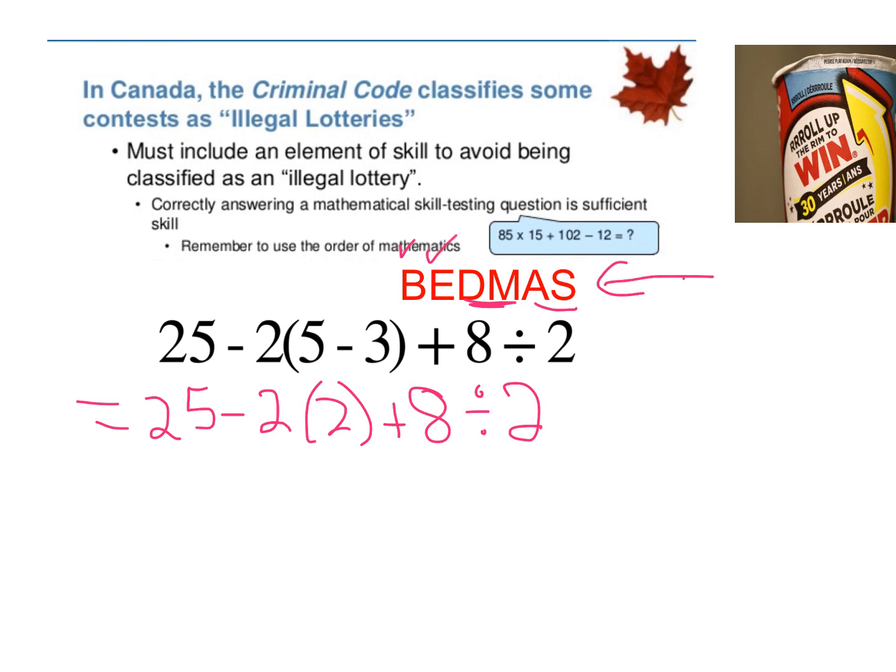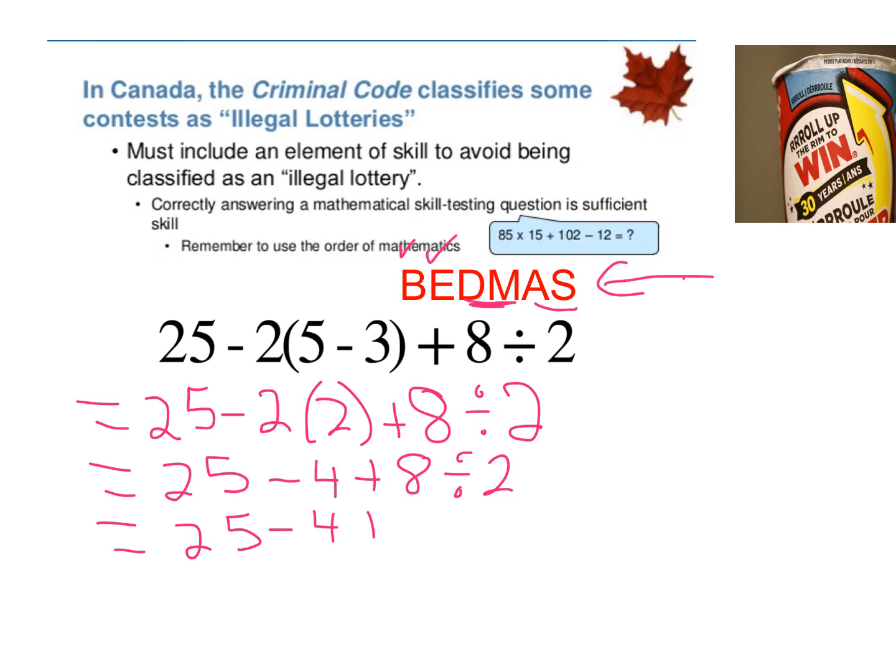Now we're looking for any dividing or multiplying, and we're going to do that in the order in which we come across it in the question. And so the first thing we come across is multiplying. Negative 2 times 2, so that's negative 4. The next thing we come across is dividing, so we're going to do that next. 8 divided by 2 is 4. Now we have just adding and subtracting left. They're always the last things we do when we're doing a problem like this. 25 minus 4 is 21, and then 21 plus 4 is 25. And that's how we handle a BEDMAS question.